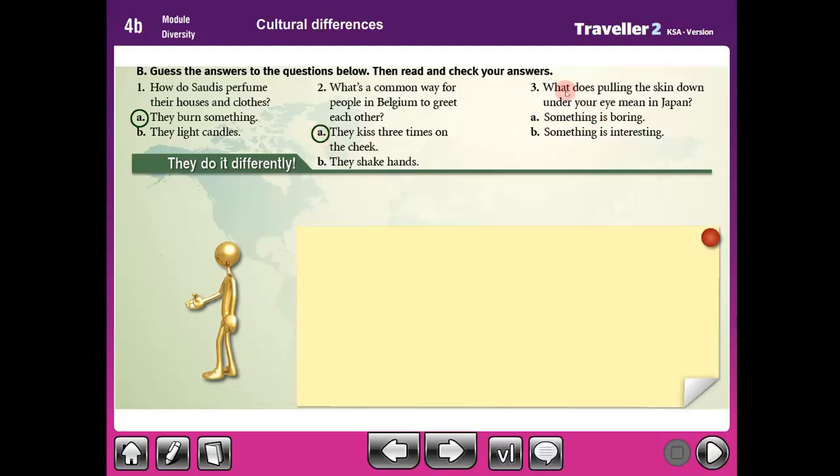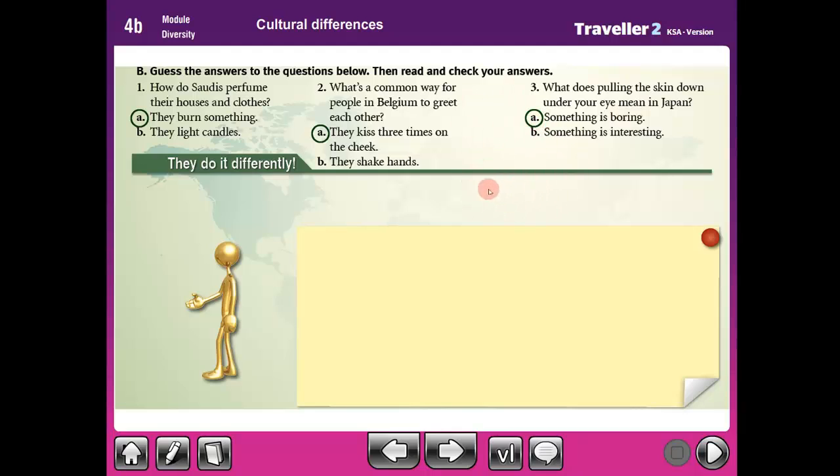3. What does pulling the skin down under your eye mean in Japan? في اليابان يعني. A. Something is boring. B. Something is interesting. Yes, well done. Something is boring.